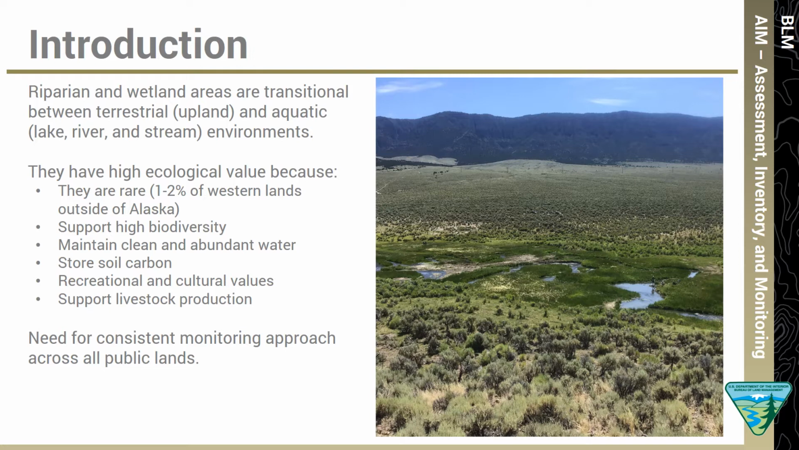Riparian and wetland areas help maintain clean and abundant water within watersheds. They store soil carbon, provide recreational opportunities, have cultural and historical value, and support livestock production. Given their importance in the western landscape, there is a need for consistent monitoring of riparian and wetland resources across all public lands.